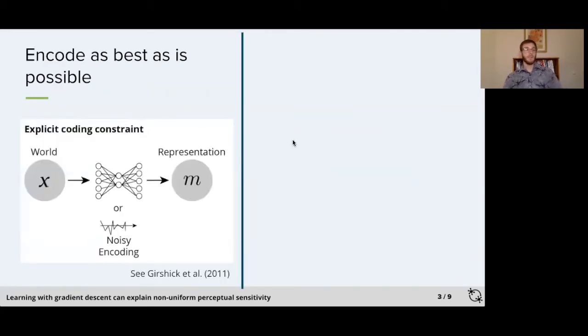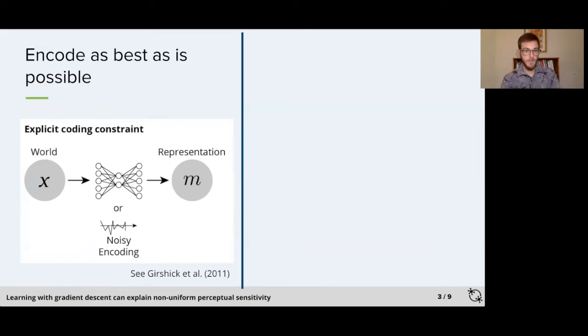Now, detecting more common things with greater fidelity than others is a good strategy for perceptual sensitivity when your goal is to encode the world, but you can't do it perfectly. For example, there could be unavoidable noise in the nervous system or an architectural bottleneck that limits coding ability. Despite this constraint, you could minimize your average error by allocating resources to encode those more common things with greater fidelity than others.